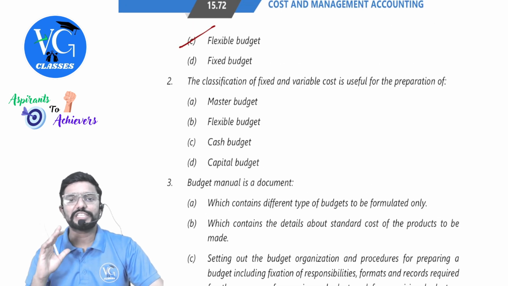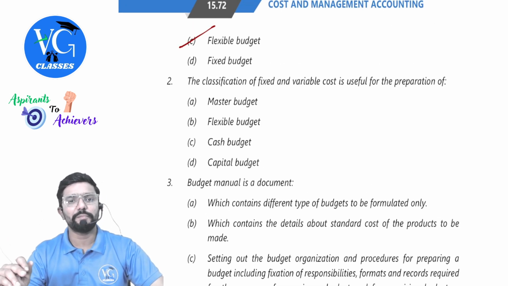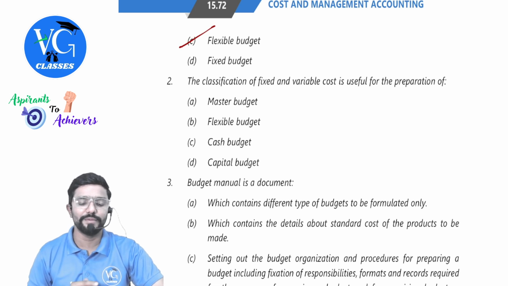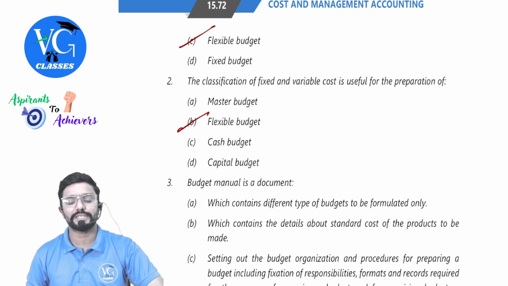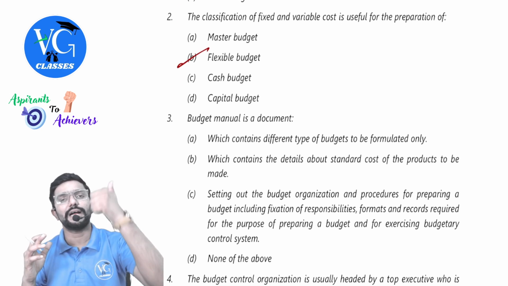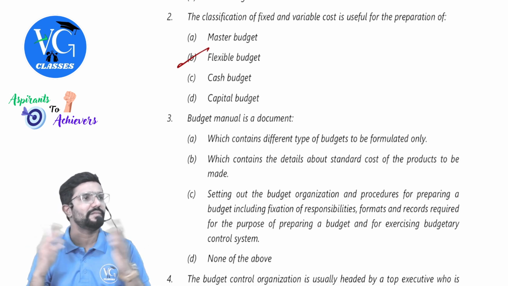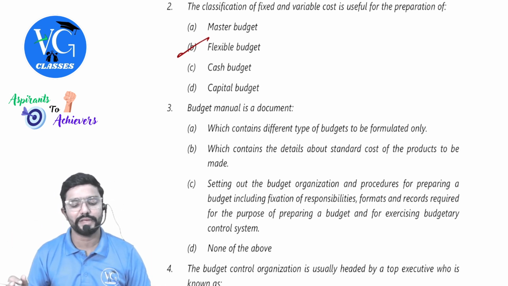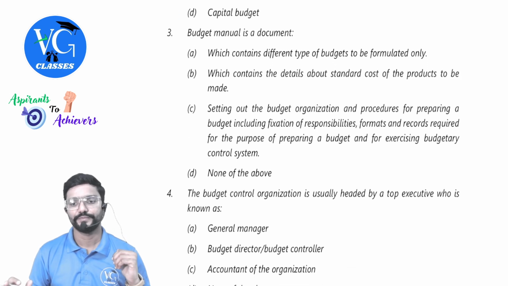The classification of fixed and variable cost is useful for the preparation of which budget? Flexible budget, guys. Again, because in a flexible budget we will give a breakup of cost between fixed and variable. Even if it is semi-variable, we will try to break it down: how much is variable, how much is fixed.